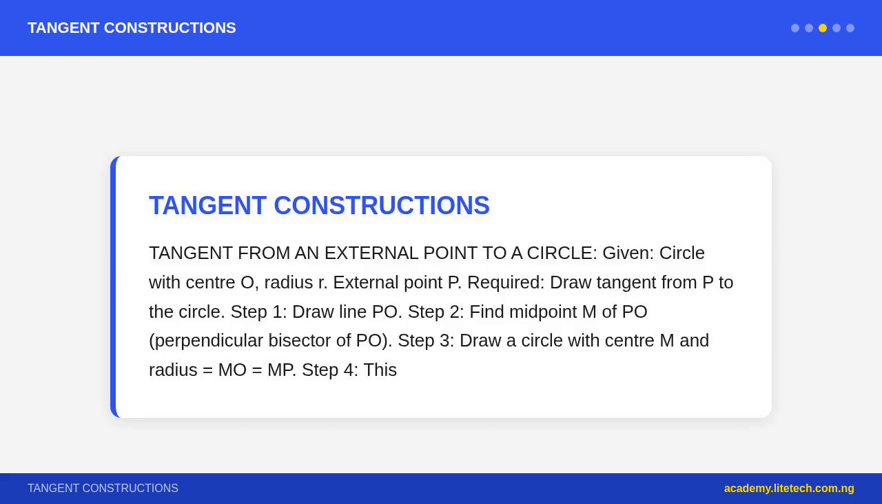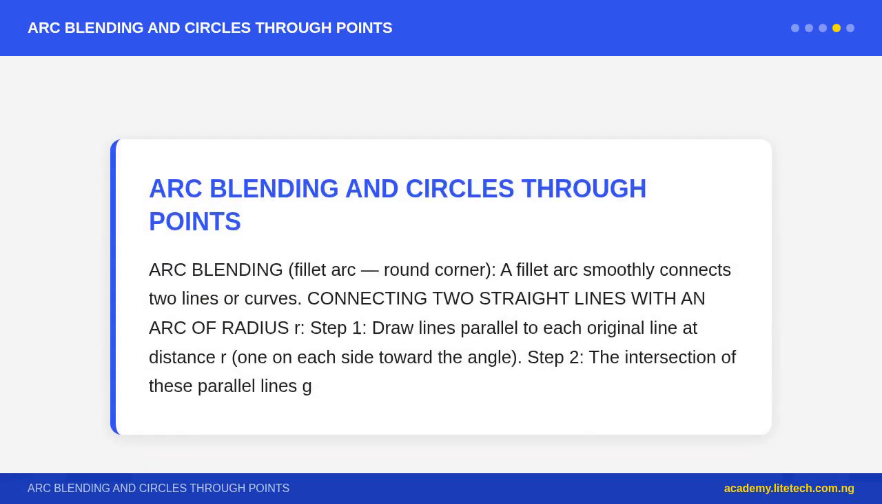Circle through 3 points. Given 3 non-collinear points A, B, C. Step 1, construct the perpendicular bisector of AB. Step 2, construct the perpendicular bisector of BC. Step 3, these bisectors intersect at center O, the circumcenter. Step 4, with center O, radius OA equals OB equals OC, draw the circumscribed circle.